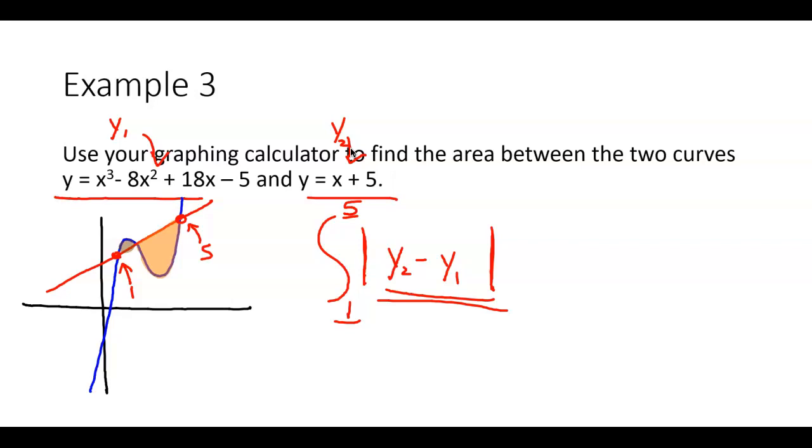If you guys forgot where the absolute value button is, you're going to push Math. You're going to scroll over to the right one time, and then you should see it as option number 1, absolute value, ABS. And you should be able to get an answer there. So if you have a graphing calculator, you don't have to split it up. You could just do one integral, but don't forget those absolute value bars, and that'll work.